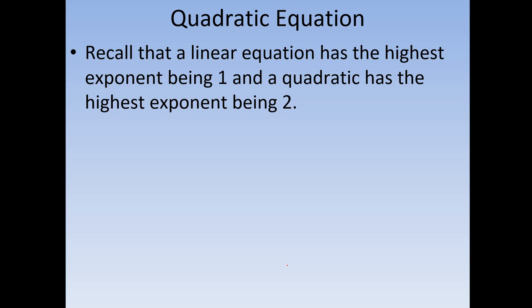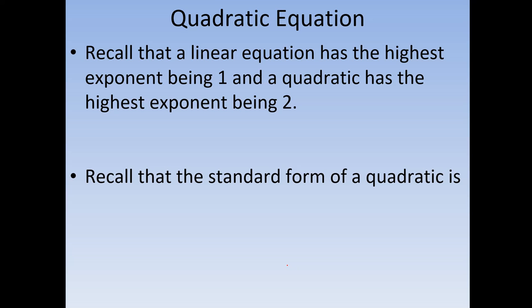All right, so with all that being said, we can now move on to the actual important part, which is the quadratic equation. So recall that we have linear equations where the highest exponent is 1, and quadratic equations where the highest exponent is 2. And then remember that the standard form of the quadratic is this: ax squared plus bx plus c equals 0. A is the coefficient in front of x squared, b is in front of x, and c is the constant.